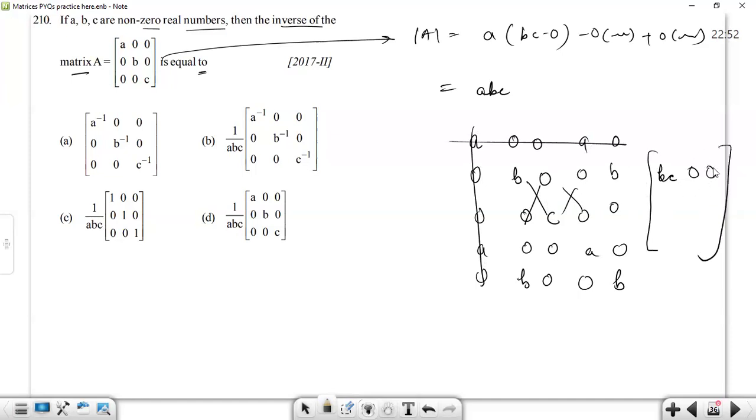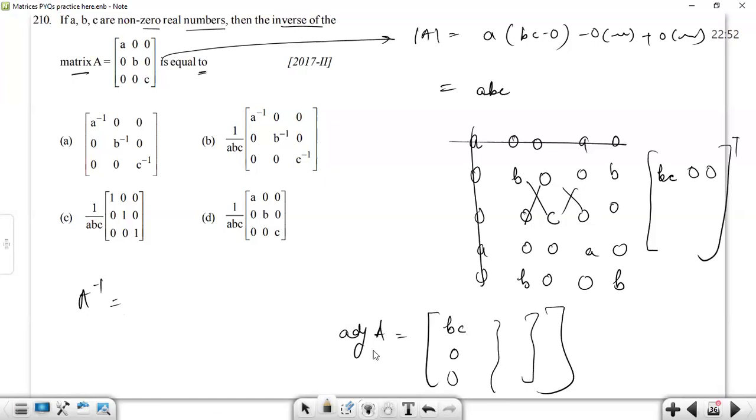So let's find out the first row only, its transpose, and then the adjoint of matrix A becomes, its first column will become this, and we don't know about the rest. For finding the inverse, we'll divide the adjoint by the determinant, which is abc. So let's divide the first column because we don't know about the rest. If we divide it by abc, what will be left? 1 by a and 0, 0, of course. So this element should be 1 by a.